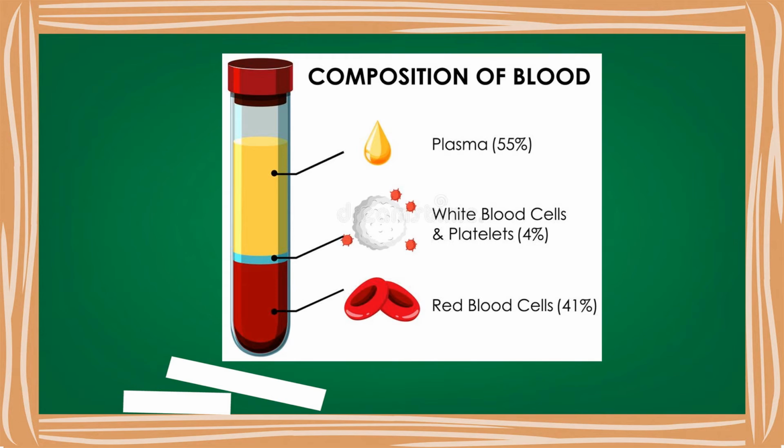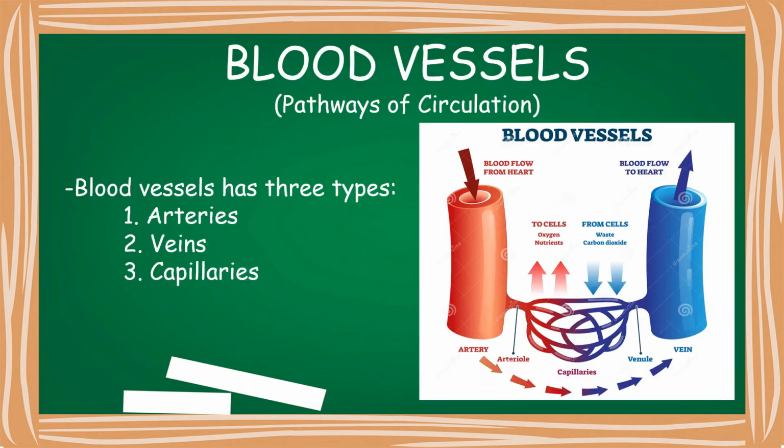Now, where does the blood flow? It flows into the next main part of our circulatory system. That is what we call the blood vessels, or the pathways of circulation where the blood flows. The blood vessels have three types. We have the arteries, veins, and capillaries. What are those three types?